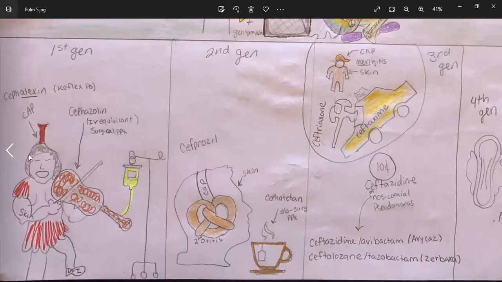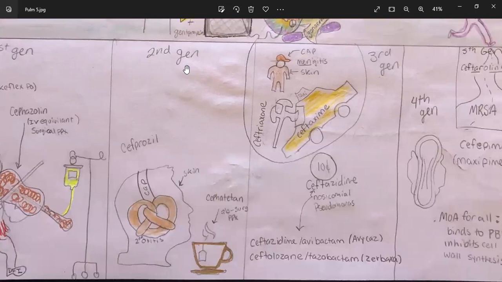1st generation, we have Alexander the Great playing the violin. So Alex for cefalexin, and he's playing the violin for cefazolin. These both treat community-acquired pneumonia. So he's wearing a hat. It's not a baseball cap, but it's still a hat, so cap. And cefazolin is the IV equivalent to cefalexin. So if you're treating community-acquired outpatient, you're going to use cefalexin. If you're treating them inpatient, cefazolin.